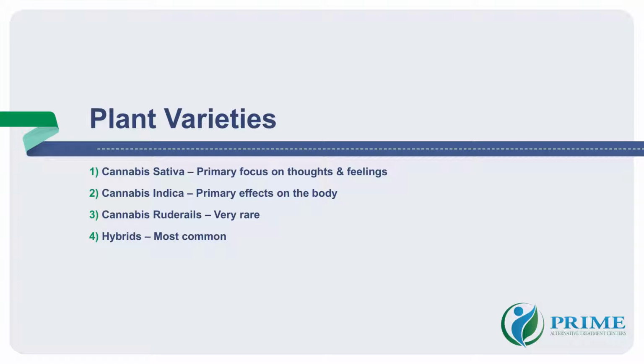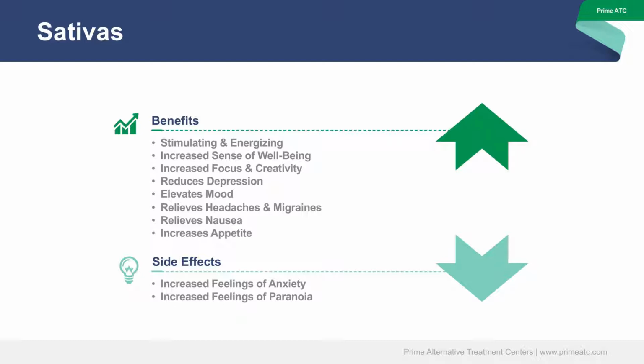In general, sativas and indicas can be distinguished as follows. Sativas. The primary effects are thoughts and feelings. Sativas tend to produce stimulating feelings, and many prefer it for daytime use.